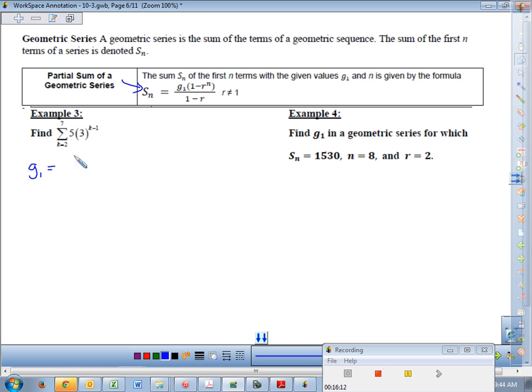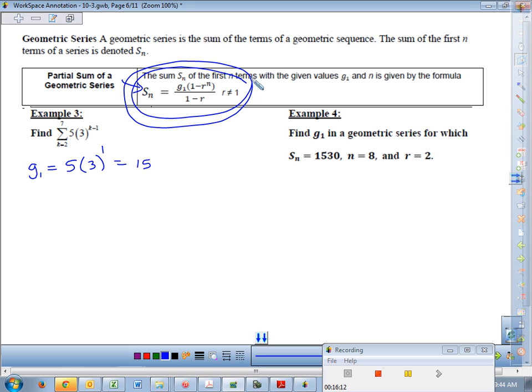So that means we have to let k be 2 in this situation. Show me a little bit of work. The first term that we're starting with would be 5 times 3 to the, if I put 2 in for k, what's that exponent turn out to be? To the first, which is 3 to the first, which is 3, times 5, which is really what number? 15. Awesome.